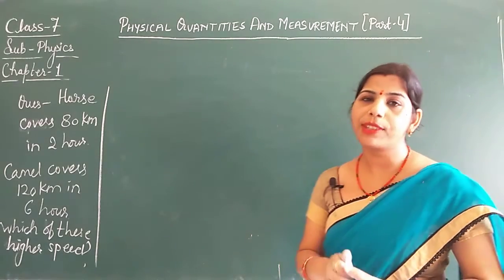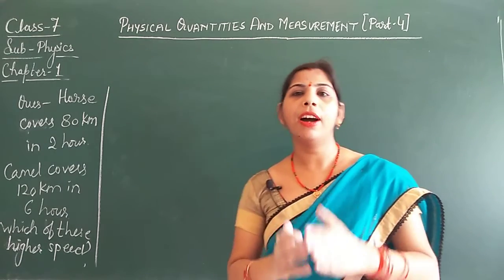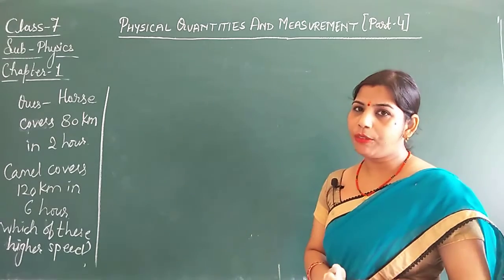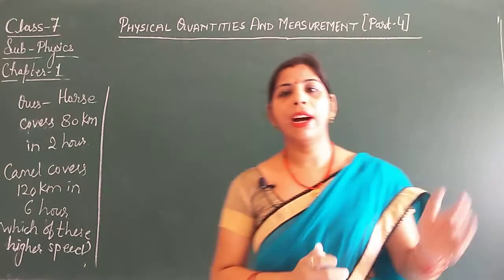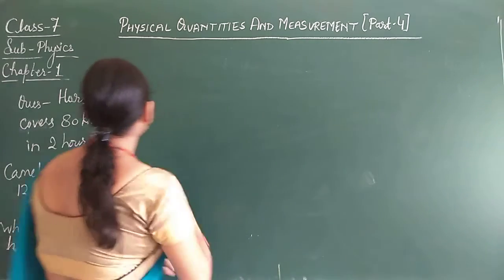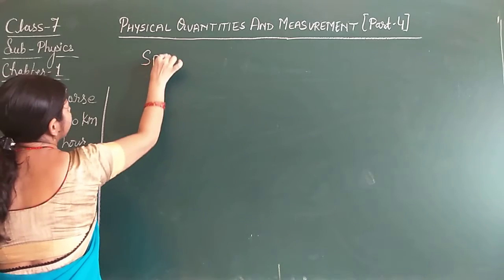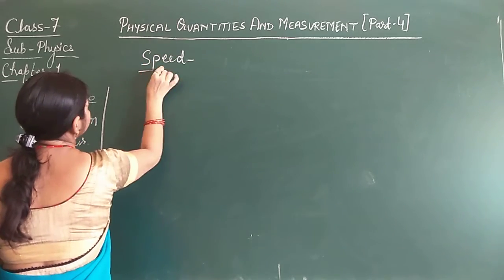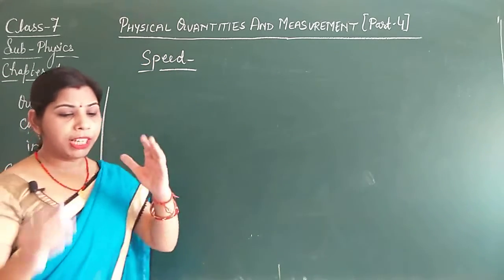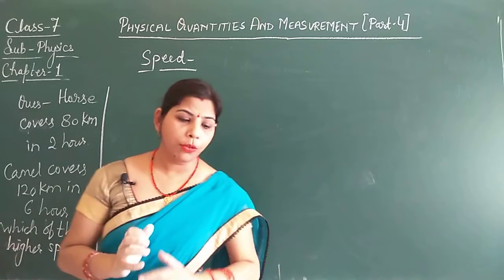I will discuss the first chapter, physical quantities and measurement, part 4, and this is the last part of this chapter. In this part we will study about the speed, that means the speed which is for measuring. So what is the speed?